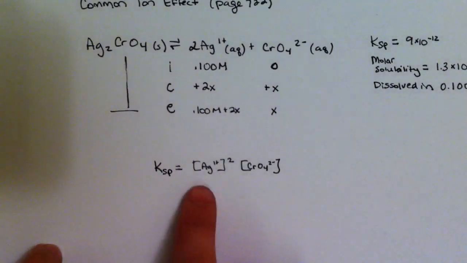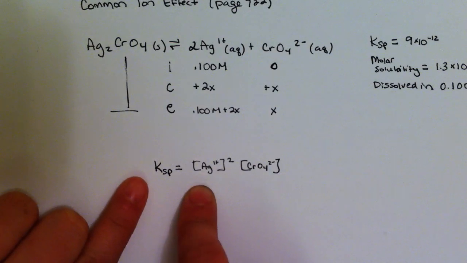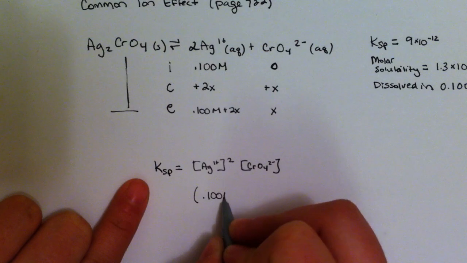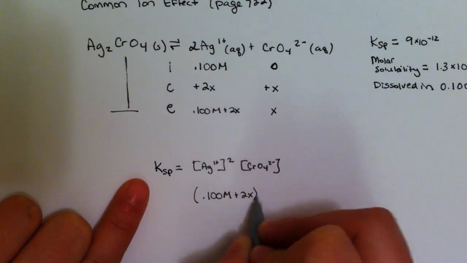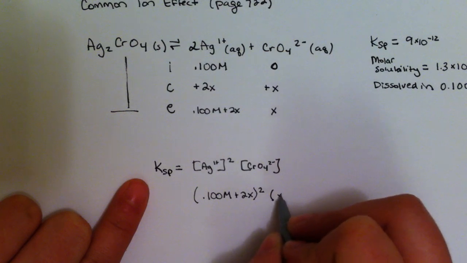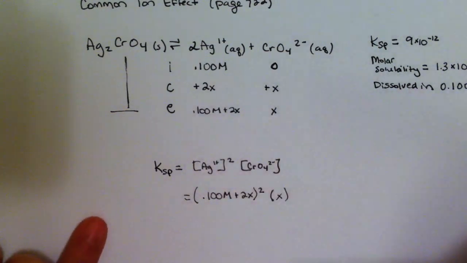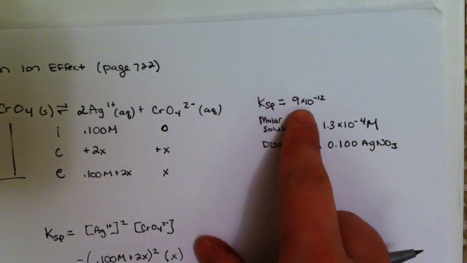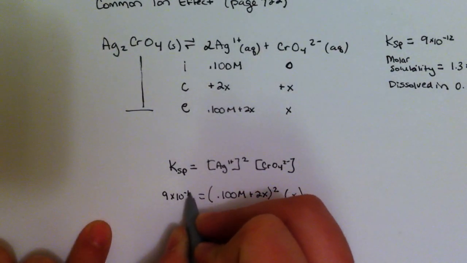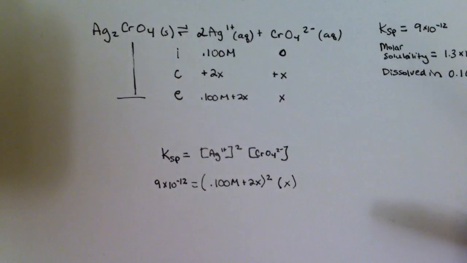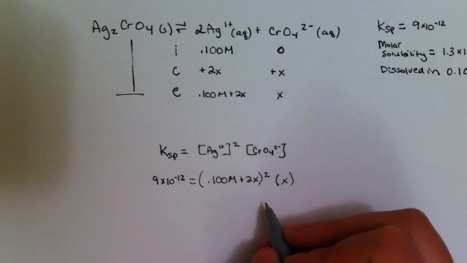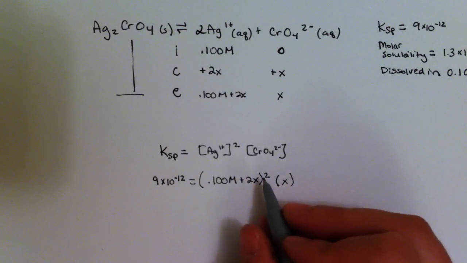Now what we need to do is substitute into our KSP equation. We're going to get (0.100 molar plus 2x) squared times x, and that's equal to, it was given to me in the problem, 9 times 10 to the negative 12th. So, this looks like we're going to have to do some crazy algebra, but it turns out that we don't.